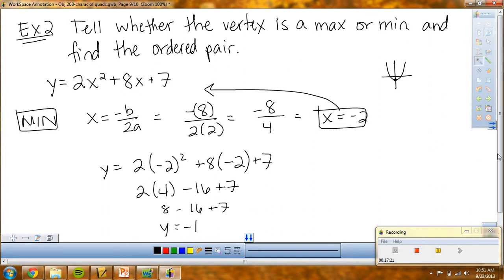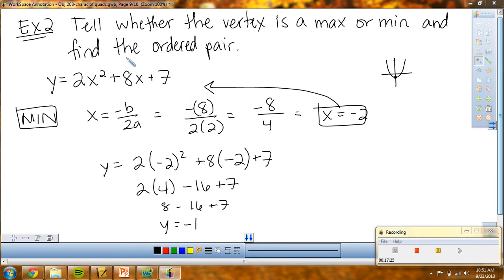All right, so there's a few different ways to write this. If they want to tell the ordered pair, I need to use both my x and my y. If they did want to know whether it's a max or min, you can say a min at negative 1. And that's what they would say if they want to know the value of the minimum or the value of the maximum. You just say whether it's a max or a min and where that value is, so what your y value is going to be.